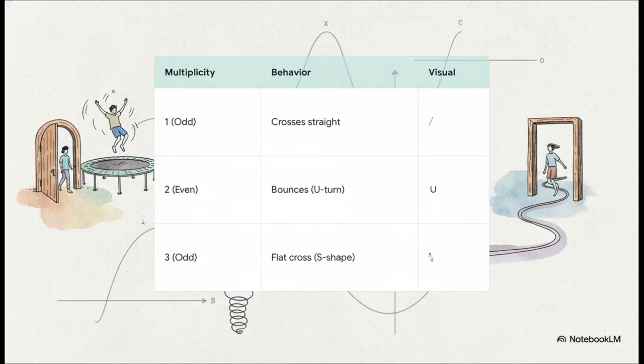If the multiplicity is an even number, like 2, 4, 6, the graph bounces off the x-axis. Think of it like hitting a trampoline. But if the multiplicity is an odd number, 1, 3, 5, the graph crosses right through the x-axis, like walking through a doorway. And check out that special case for a multiplicity of 3. It's still odd, so yeah, it crosses, but it kind of flattens out for a second, creating this cool little S shape as it goes through.